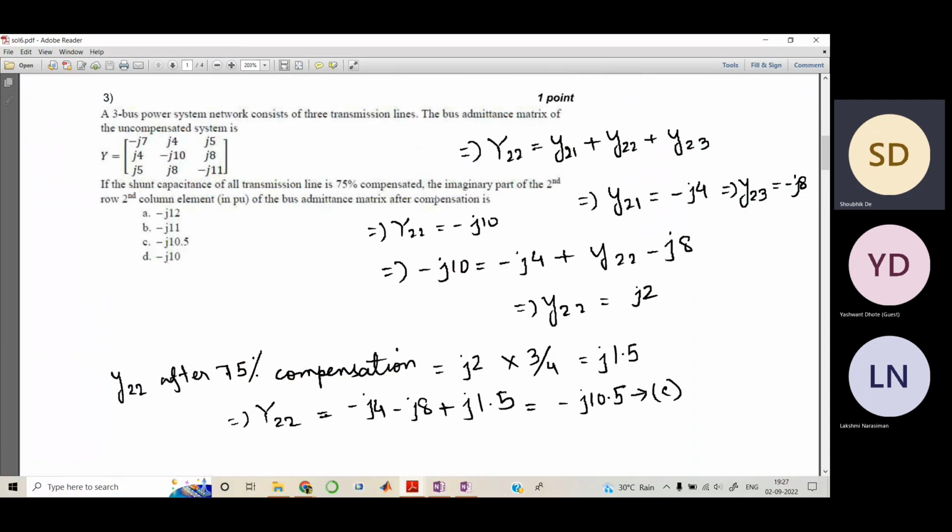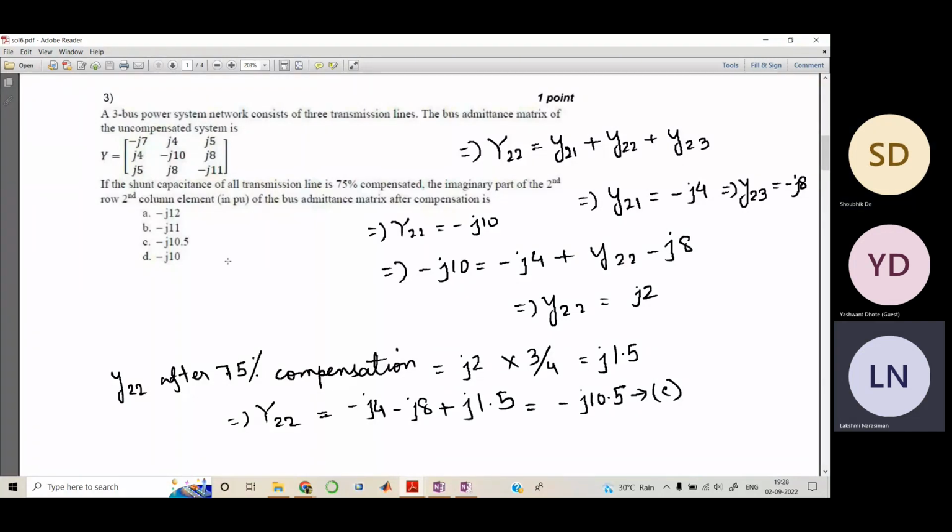And hence now they are asking what would be the new value of this Y22. We know Y21 is J4 and minus J4, and Y23 is minus J8. And only the new value is this shunt capacitance, right? It changed to J1.5. So you just sum these, and it comes out to be minus J10.5, which is your option number C. I hope I was able to make it clear.